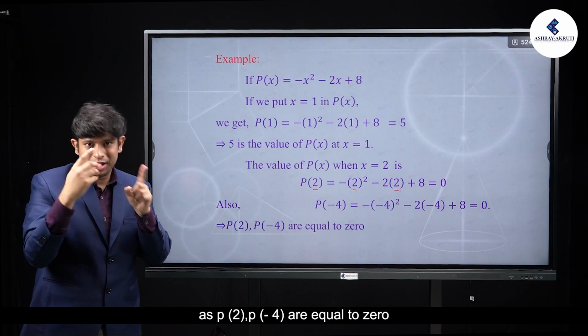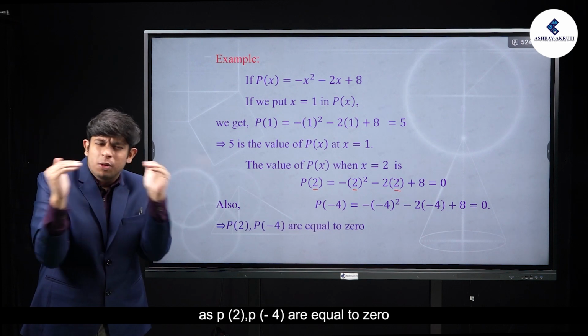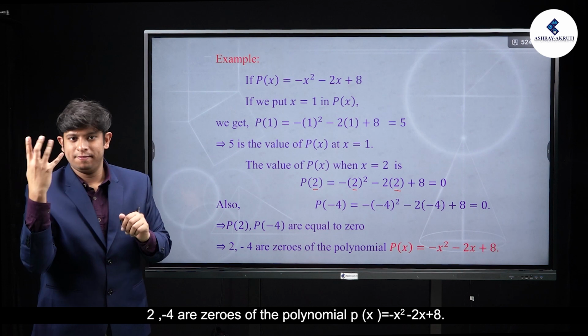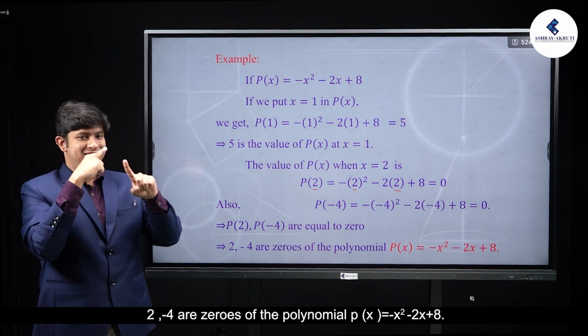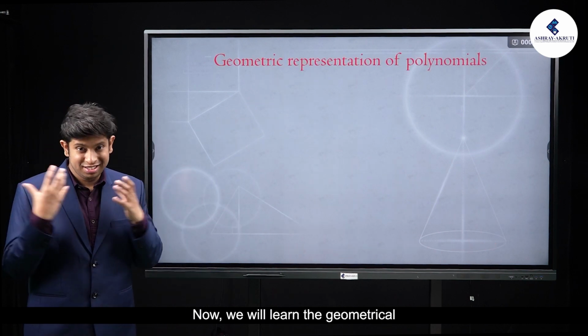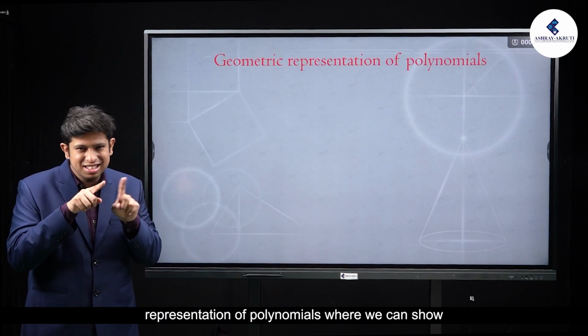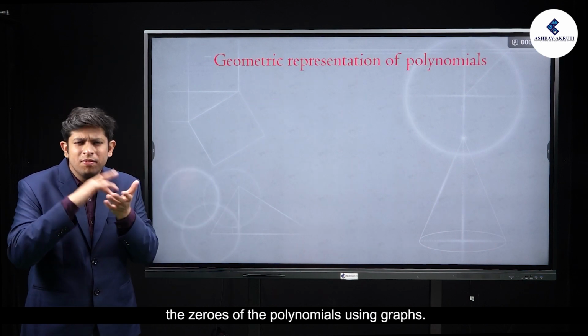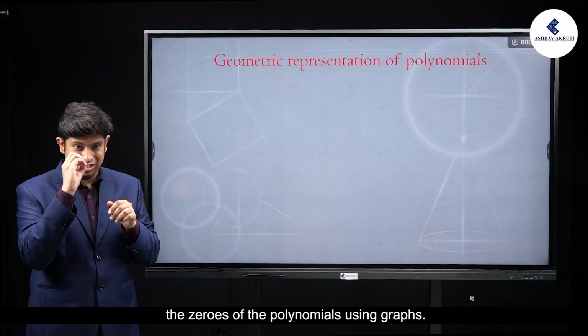As p of 2 and p of minus 4 are equal to 0, 2 and minus 4 are zeros of the polynomial p of x equal to x square minus 2x plus 8. Now, we will learn the geometrical representation of polynomials, where we can show the zeros of the polynomials using graphs.